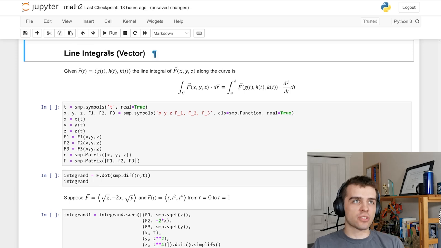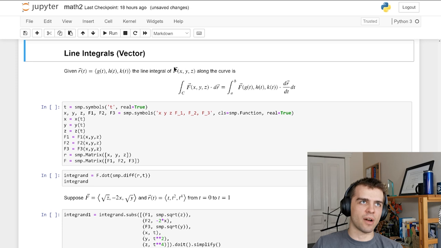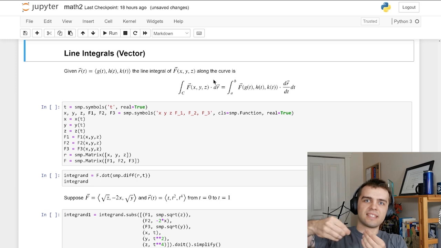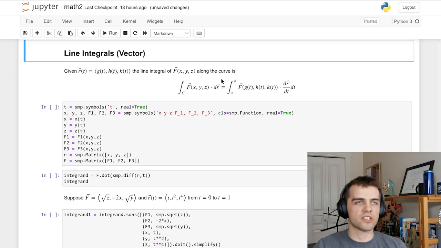But there are also vector line integrals, of course. Instead of having a scalar function f of x, y, z, I now have capital F vector of x, y, z. And I take the dot product with the curve. So this is almost like work, right? If this was a force field and this was a path, that tells you the work that a field has done on a particular particle in space. And it has this form like this. So again, very analogous to before.